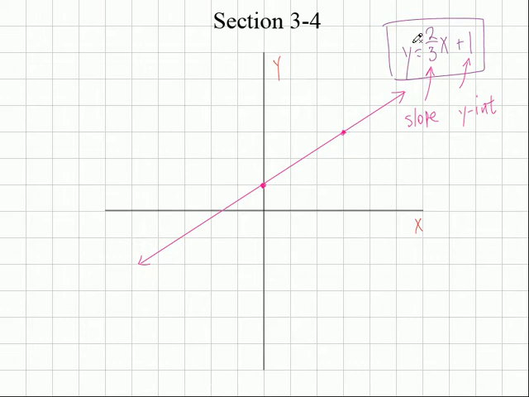Look, I could have done this too. What's another way I could write 2/3? I could have written it -2 over -3, couldn't I? I don't know why you'd want to, but you could, because watch this. I could rise how much? -2, so I go down 2, 1, 2, and then run -3, which would take me where? To the left 3, 1, 2, 3.